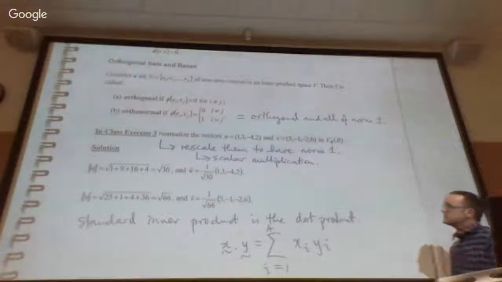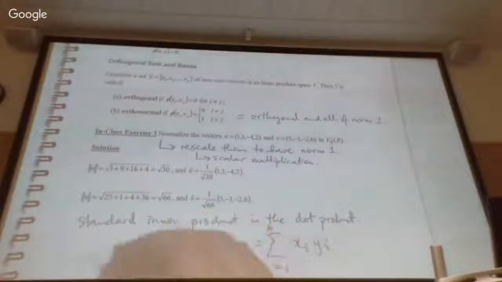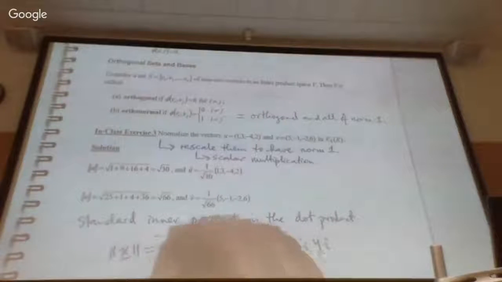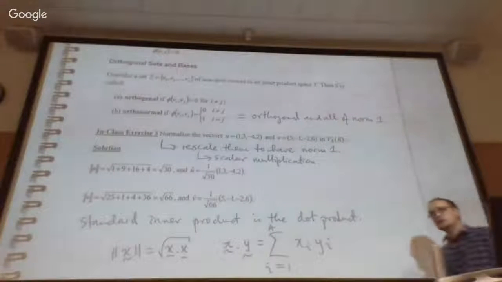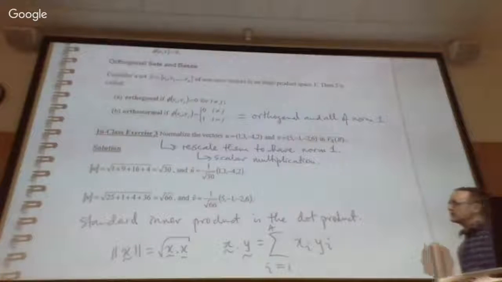Indeed, the norm of the vector x with respect to this standard inner product would just be the square root of the dot product of the vector with itself. This is our usual notion of geometric length. It's the square root of the sum of the squares of the displacements along mutually orthogonal directions.